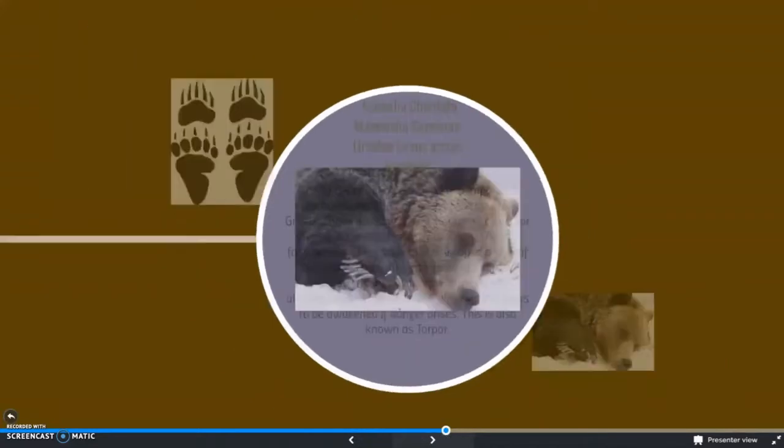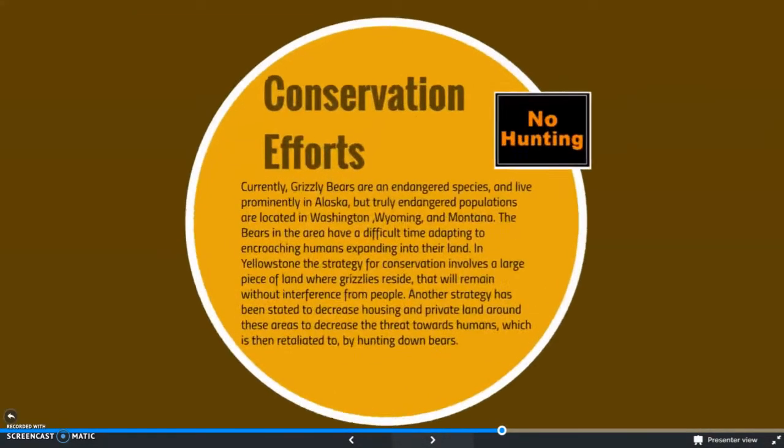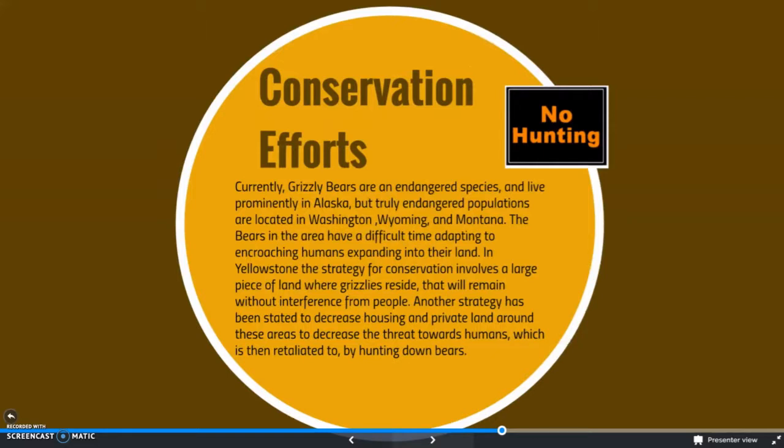Conservation efforts for the grizzly bear. Currently, grizzly bears are an endangered species and live prominently in Alaska, but truly endangered populations are located in Washington, Wyoming, and Montana. In Yellowstone National Park, in Wyoming and Montana, the strategy for conservation involves a large piece of land where grizzlies can reside that will remain without interference from humans. Another strategy has been stated to decrease housing and private land around grizzly bear populations in order to decrease the threat towards humans, which is often retaliated in hunting down bears.